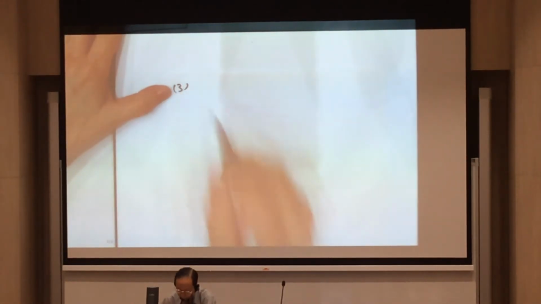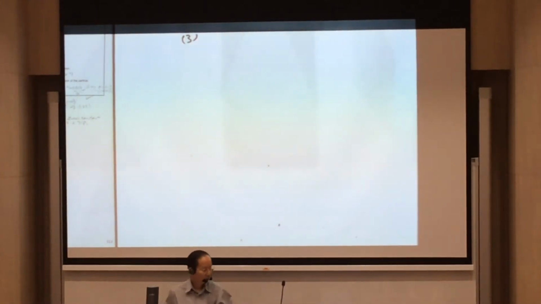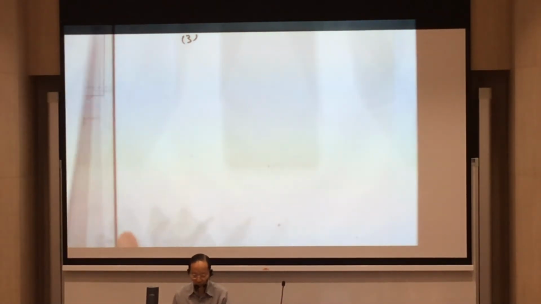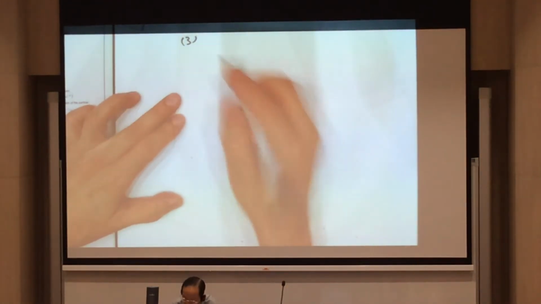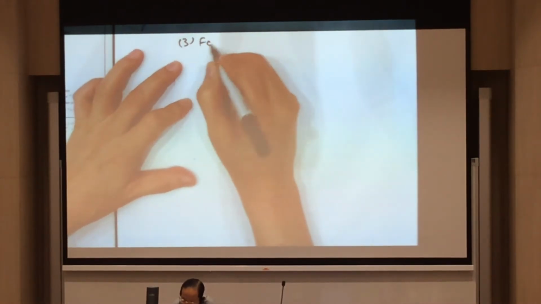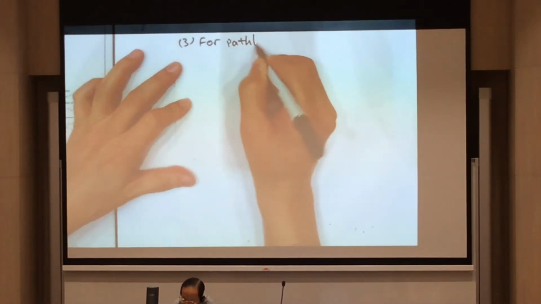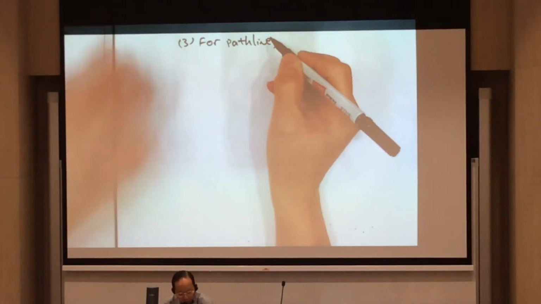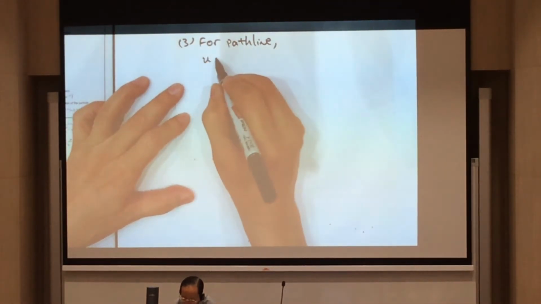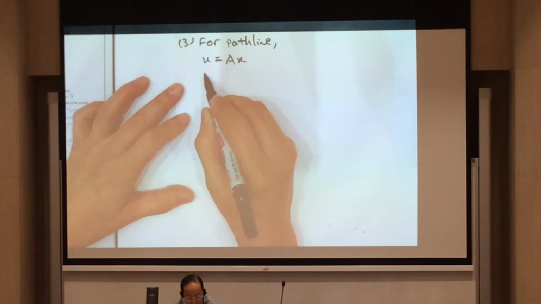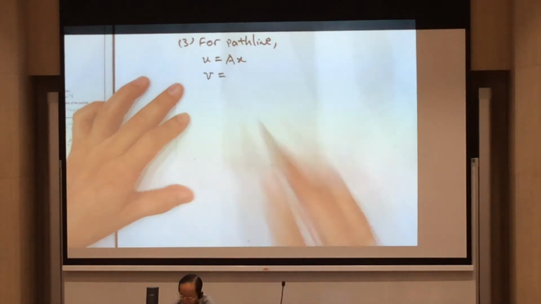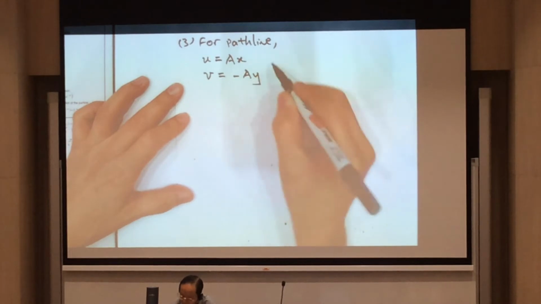Okay, that's 3, yeah? Now, for a pathline, what we got now, the equation for a pathline: the horizontal component of the velocity vector is ax. Okay? The vertical component of the velocity vector is minus ay. That's how we have got.